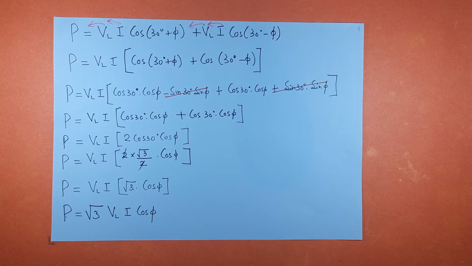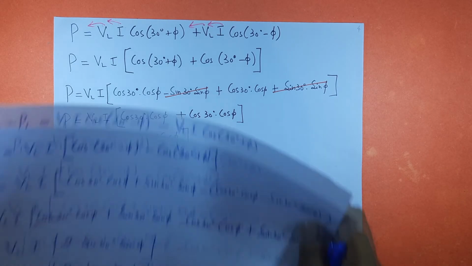P equal to VLI 2 into cos 30, which is root 3 by 2, cos phi. So this 2 gets cancelled. P equal to VLI root 3 cos phi. So this is the expression for power. P equal to root 3 VL I cos phi, right?